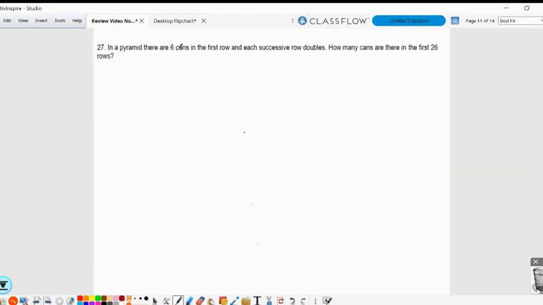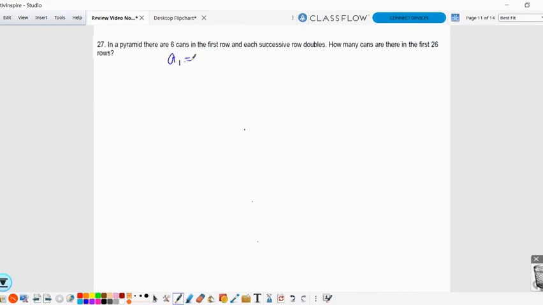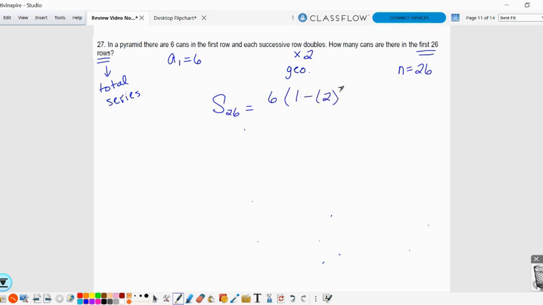In number 27, we have a pyramid with 6 cans in the first row. Each successive row doubles. We're multiplying by 2. This is going to be geometric. How many cans are there in the first 26 rows? That's looking for a total, which means we're dealing with a geometric series or sum. So only one formula to use because this is finite, where n equals 26. The sum of the first 26 is our first term times 1 minus our common ratio of 2 to the power of 26 all over 1 minus 2.